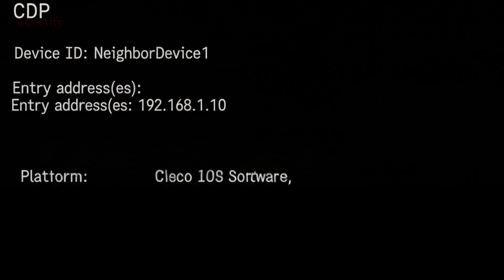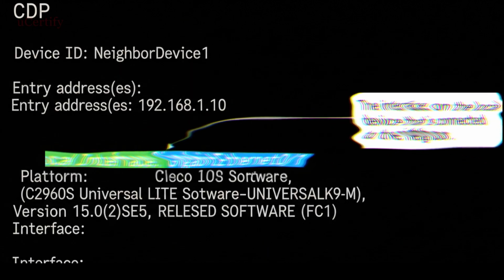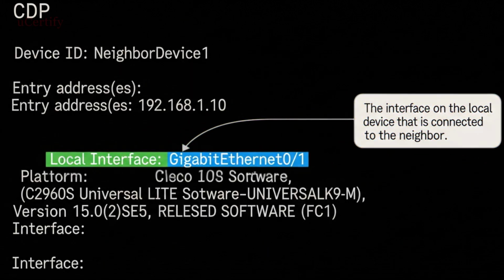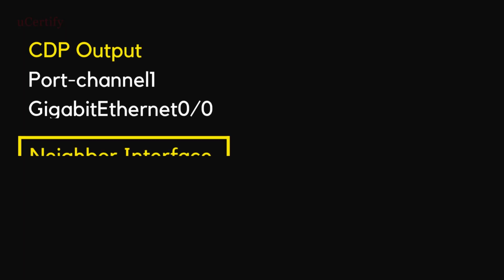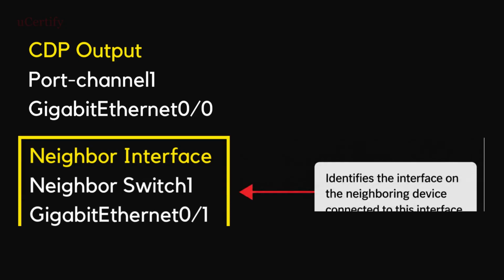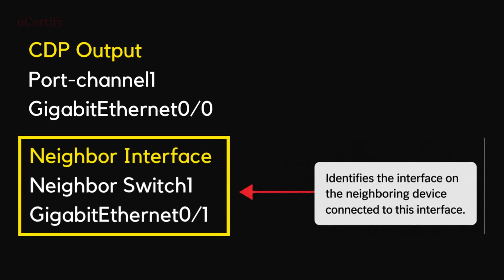devices on your network. The local interface field identifies the specific port on your device that is connected to the neighbor, enabling precise mapping. The neighbor interface field reveals the port on the neighboring device that is connected back to your device, completing the connection picture.